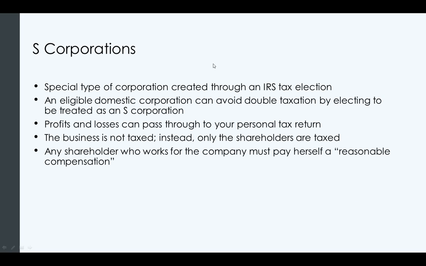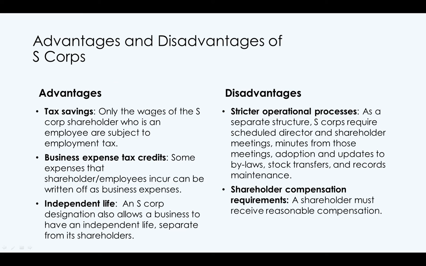S corporations are a special type of corporation created through the IRS tax election. So this is a special part of the tax code. An eligible domestic corporation, so here in the United States, can avoid double taxation by electing to be treated as an S corporation. So you can actually avoid paying that second set of taxes. Profit and losses can pass through your personal tax return. So the business is not taxed. Instead, only the shareholders are taxed. Any shareholder who works for the company must pay herself a reasonable compensation. That's part of the requirement.